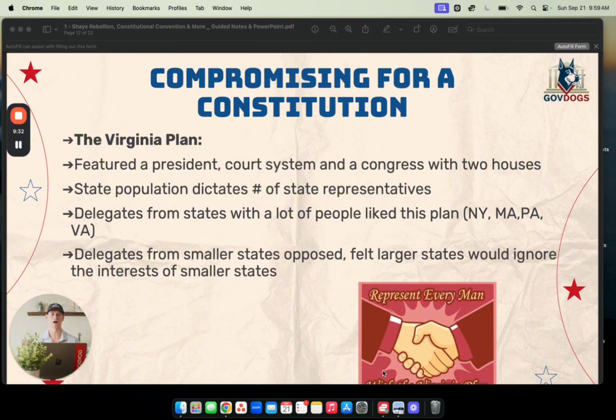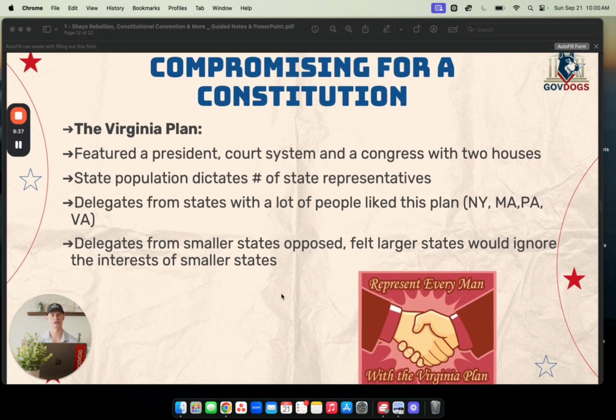Now, this works really well for large states like Virginia because they have a lot of people, right? So obviously, large states are going to favor the Virginia Plan because they have a larger population, therefore they get more representation, okay? Delegates from states with a lot of people, New York, Massachusetts, Pennsylvania, really like this. Now, delegates from smaller states probably hated this idea because if the larger states have more population, they have more representation, therefore their input weighs more than the smaller states, okay? So a genius thing happened, which we'll get to, all right? But first we need to go through the New Jersey Plan.